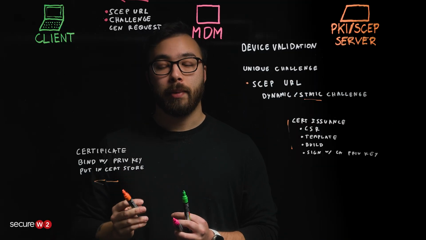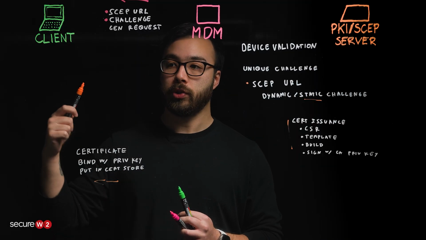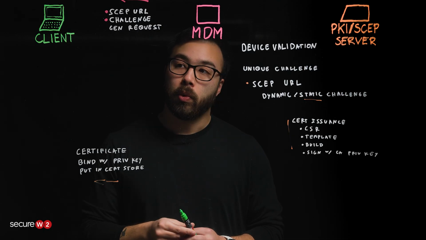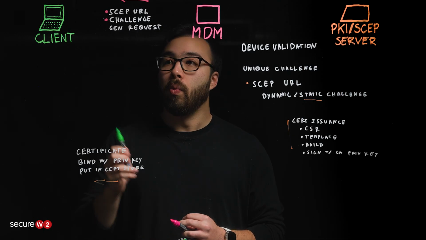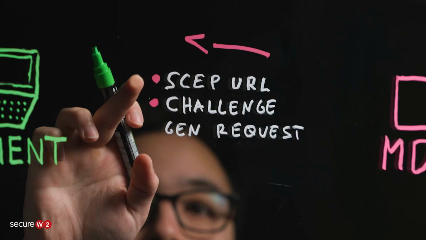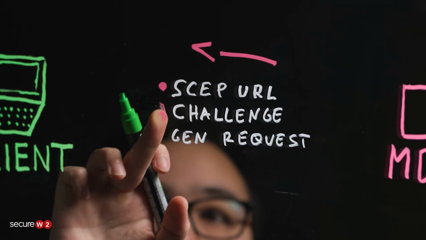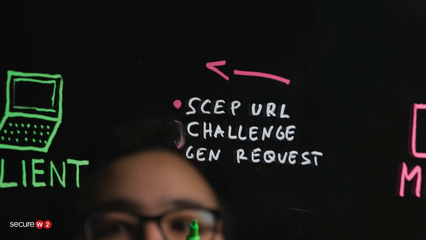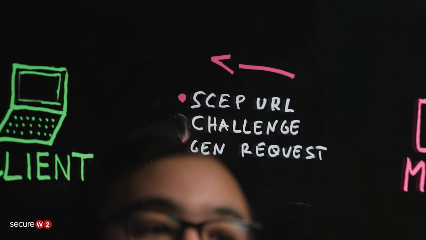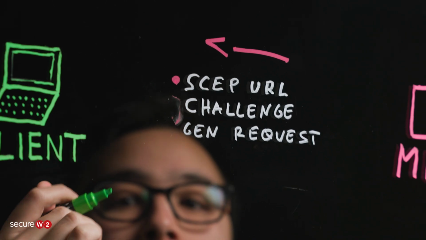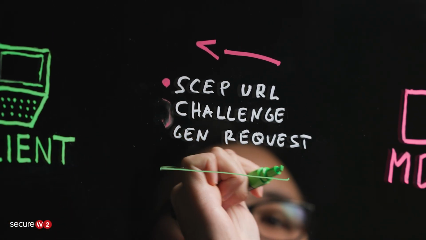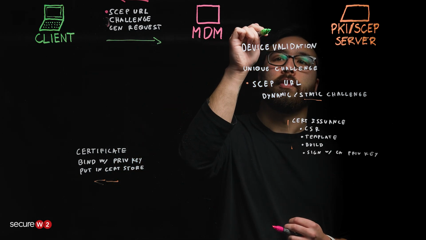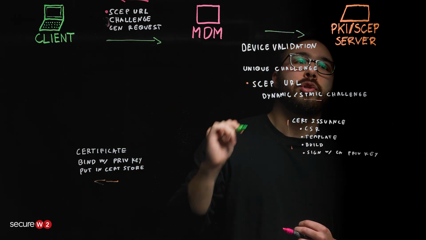The difference with dynamic SCEP is that we have to create this unique challenge every time. And so how that actually works is that once the SCEP profile is sent to the client, it's not going to have a challenge. The client is going to see, okay, this is a dynamic SCEP profile. I'm going to first start by telling the MDM, hey, I need a unique challenge. And that MDM is going to forward that request off to the PKI.